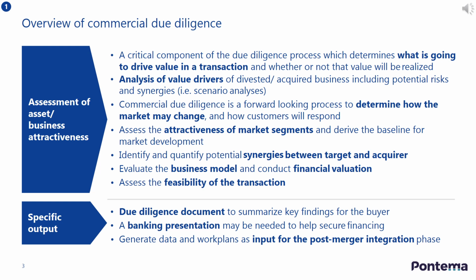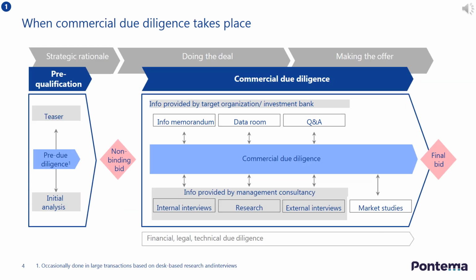The process can also evaluate the target's business model and assess the feasibility of the transaction from a timing, resource, or cultural perspective. This slide shows the typical process steps in a transaction. As you can see, commercial due diligence usually takes place when the deal is being done, through to when the offer is being made. The work is completed before the final bids are submitted. In some cases, particularly in large transactions, commercial pre-due diligence may be conducted prior to any bids being made.